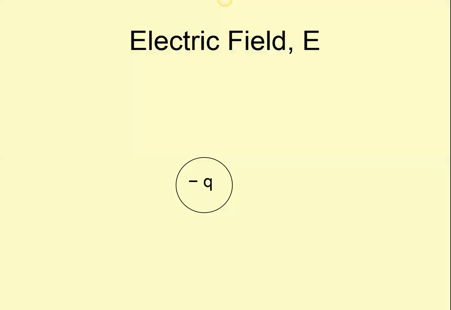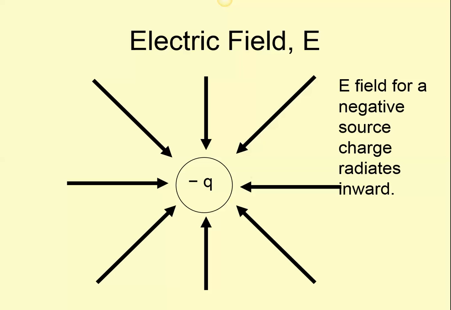Okay, so around a negative source charge, our field is going to point radially inward because that positive test charge is going to be attracted. And again, this is just a review from last week.